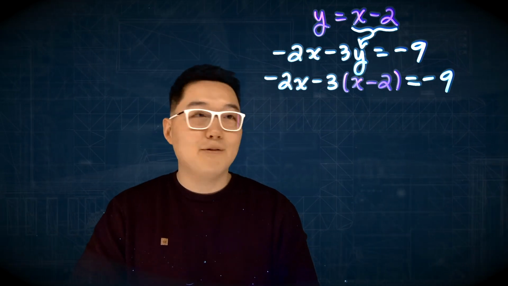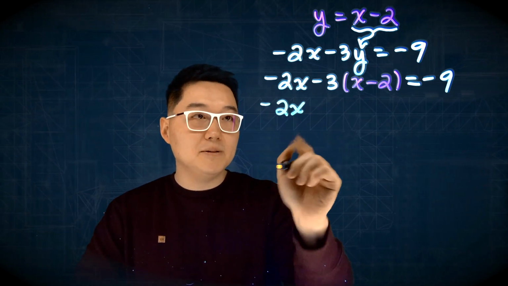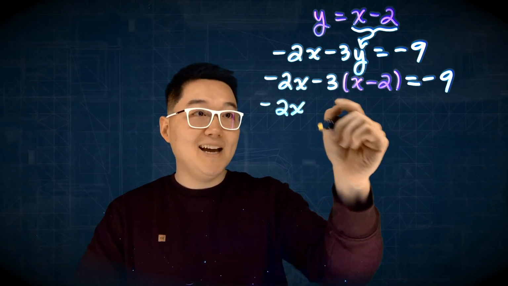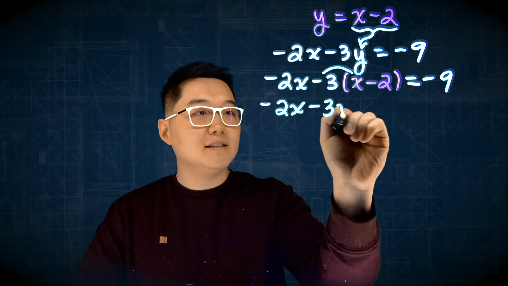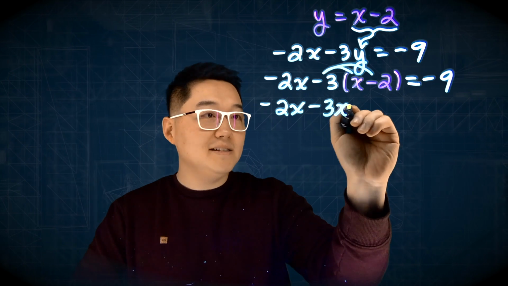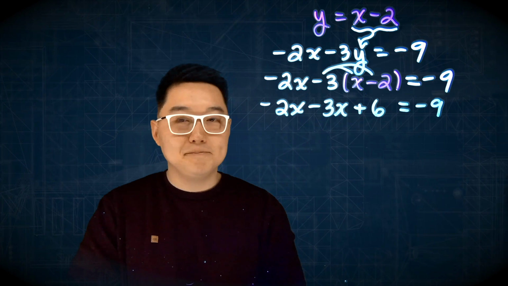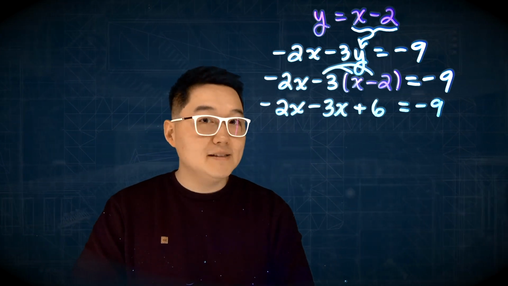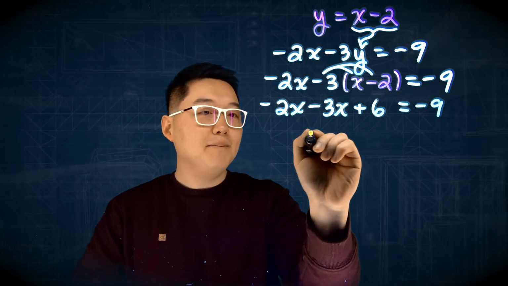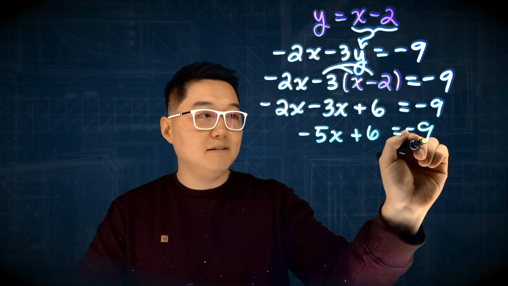Now we're just going to solve for x. So we have negative 2x, and then we're going to distribute negative 3 into both terms. Negative 3 times x is negative 3x. Then negative 3 times negative 2, a double negative makes a positive, so it's going to be positive 6, equals negative 9. Now, are there like terms that we can combine? And yes, negative 2x minus 3x combines to be negative 5x plus 6 equals negative 9.